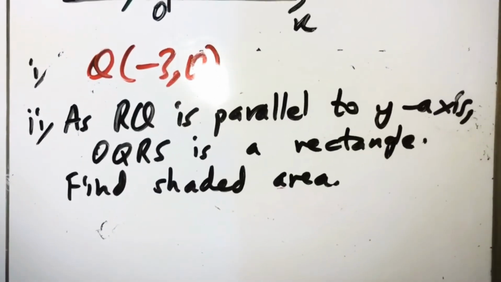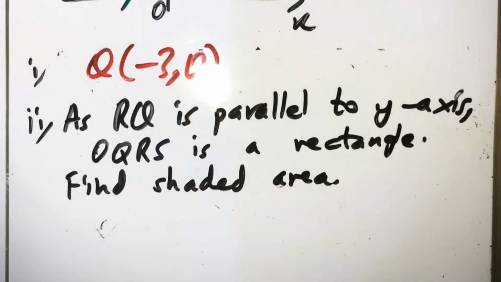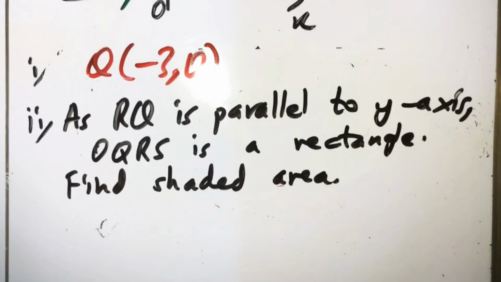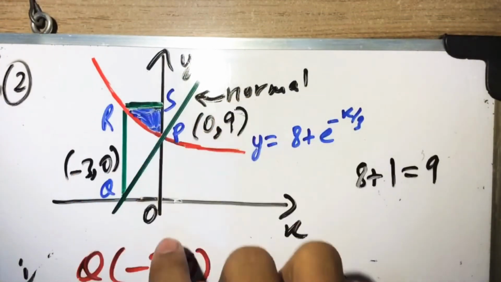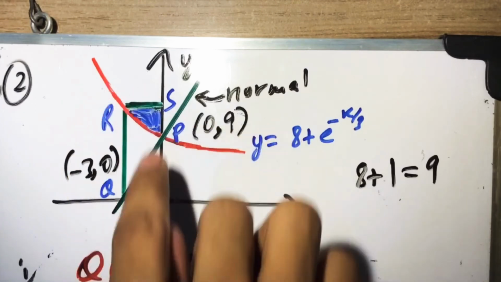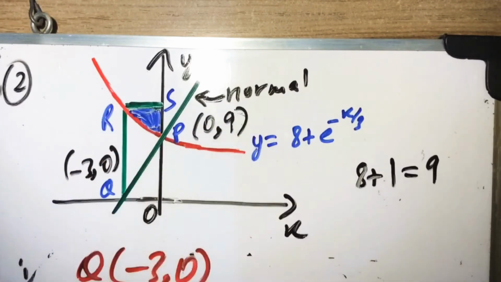Now the next question says, as RQ is parallel to the y-axis, OQRS is a rectangle. This line is RQ and it is parallel to the y-axis, that is why this is a rectangle. And we have to find the shaded area. For that we'll first find the area of the whole rectangle and then subtract the area under the curve from it.